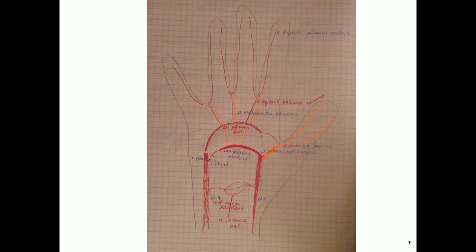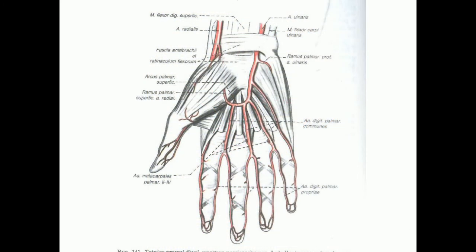And now I'd like to demonstrate here arcus palmaris superficialis. Here it is. Arcus palmaris superficialis, quite close to the skin of the palm. That's why any injury of this region is quite dangerous because of serious bleeding, because superficially there are quite large vessels.